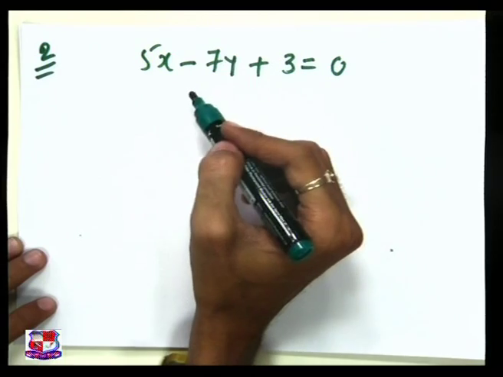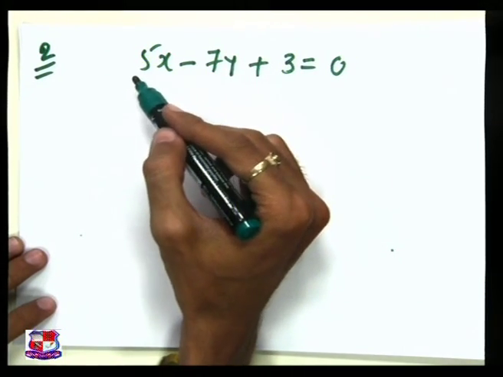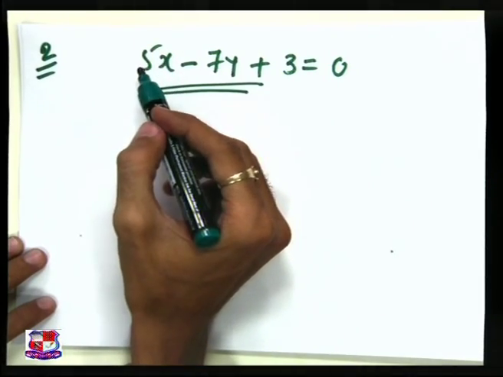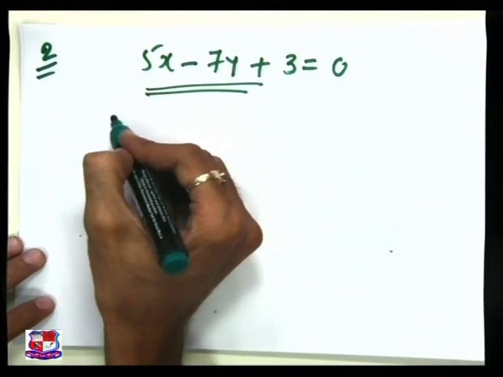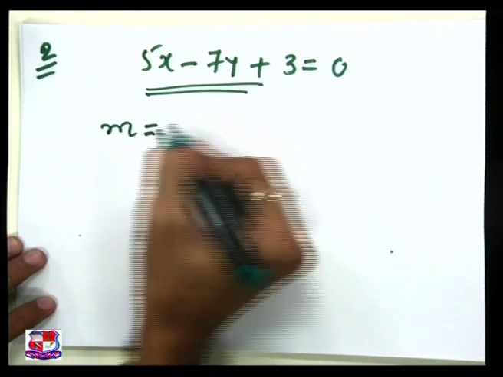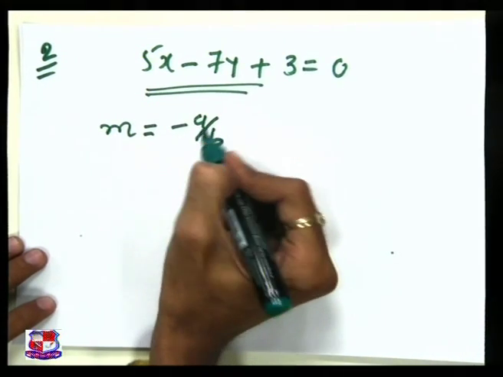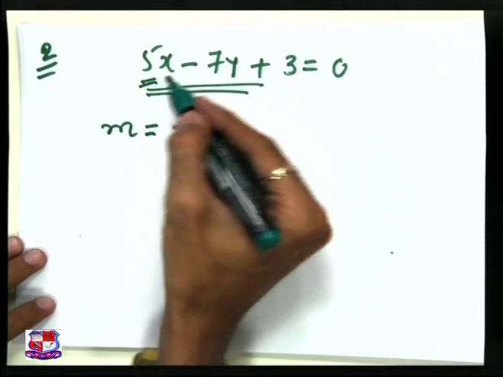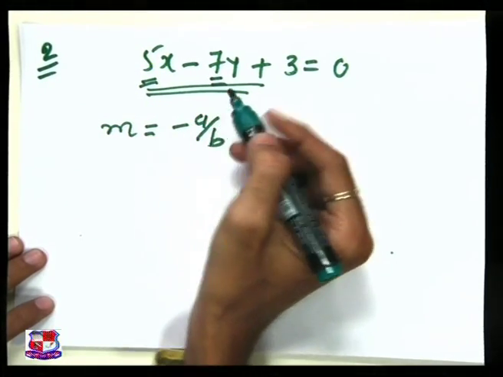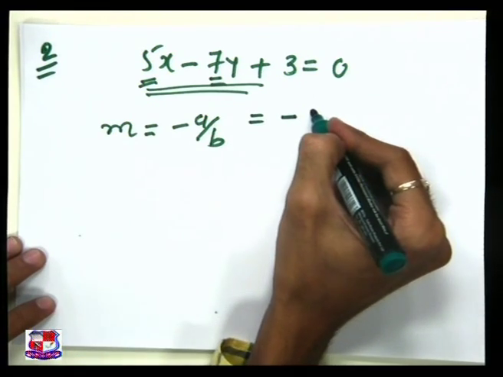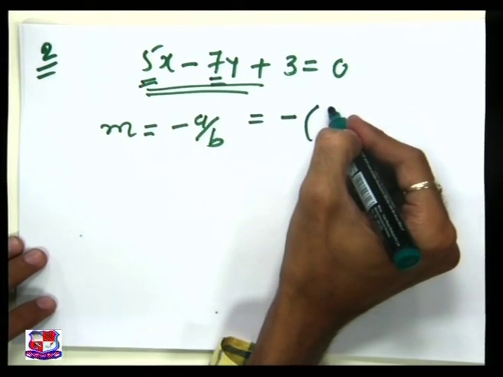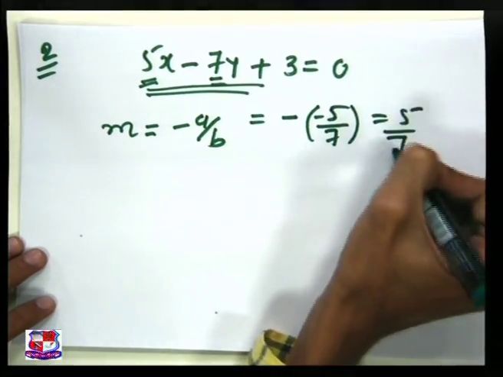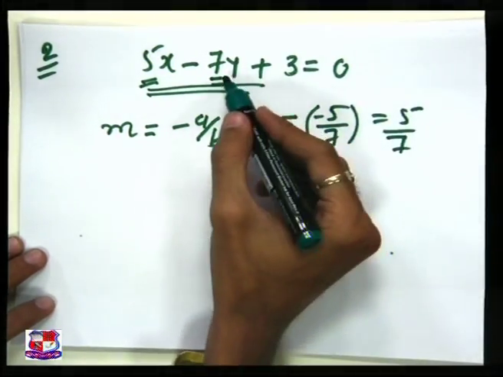We need to find the slope of the line which is perpendicular to this line. First of all, we need to find the slope of the given line, and the slope of the line, m, is minus A upon B. Here A is equal to 5 and B is equal to minus 7. So that is minus of 5 by minus 7, that is 5 by 7. This is the slope of the given line.